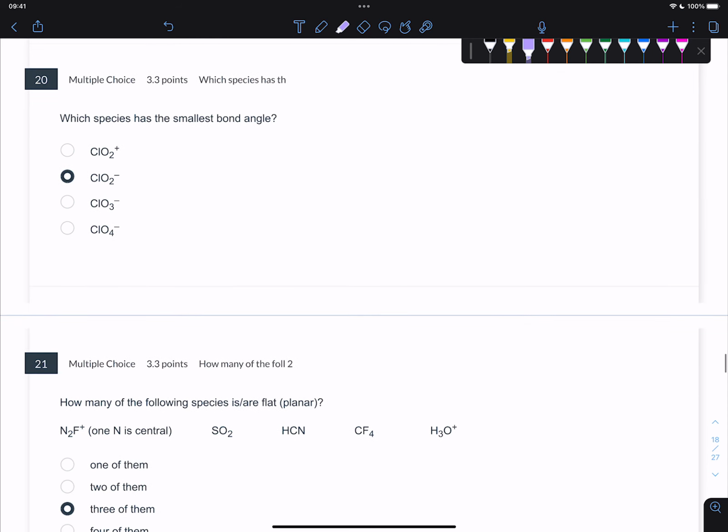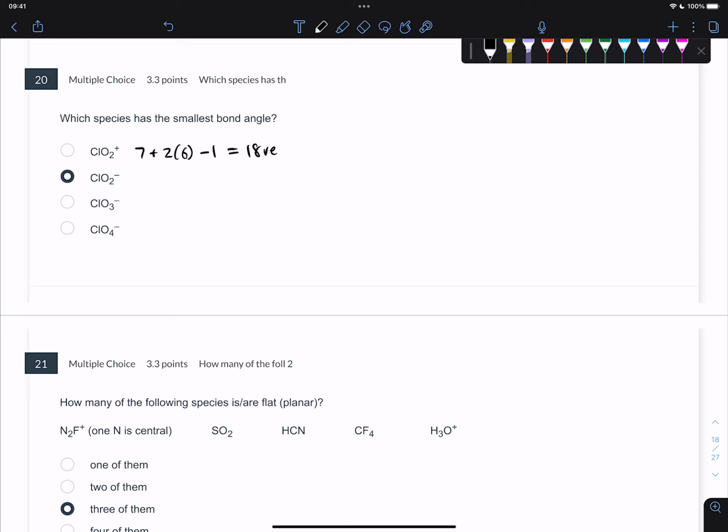Number 20, which species has the smallest bond angle? Again, drawing is going to help you, as well as understanding VSEPR theory. So let's do a little sketch for these. Chlorine is 7 plus oxygen is 2 times 6. Now this is a plus charge, so we're going to subtract away an electron, because remember, plus means you lose an electron. So 7 plus 2 times 6, 2 times 6 is 12, plus 7 minus 1 is 18. We have 18 valence electrons.